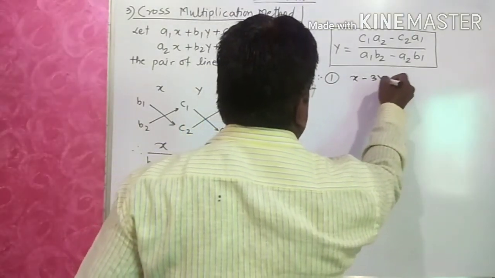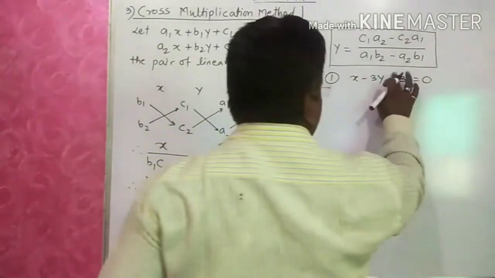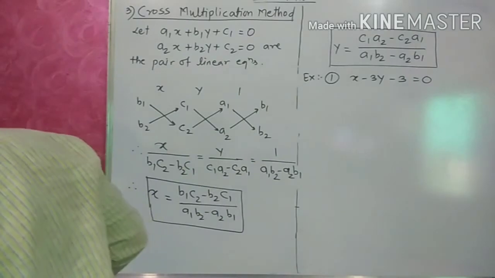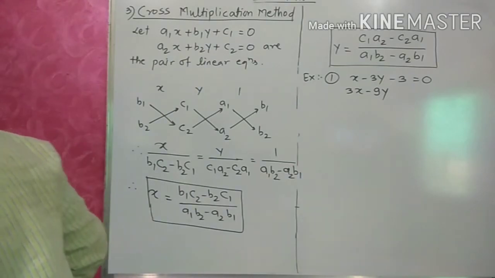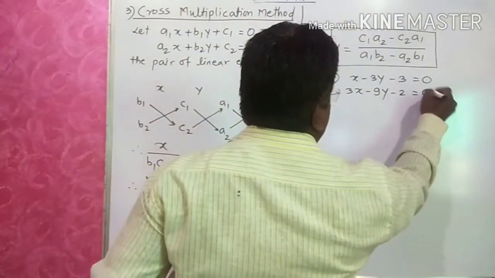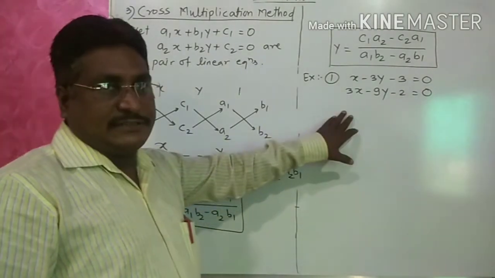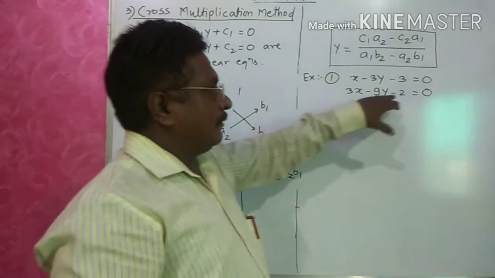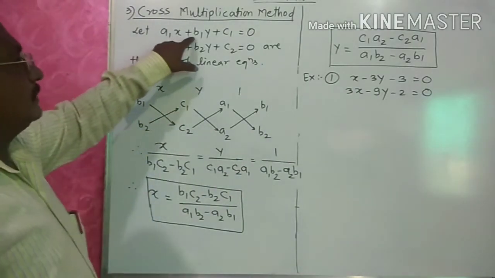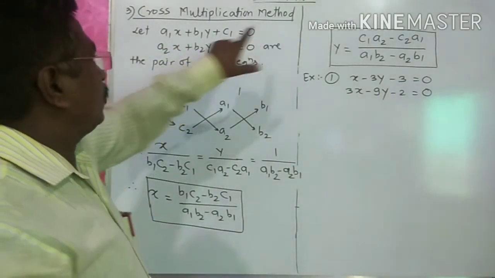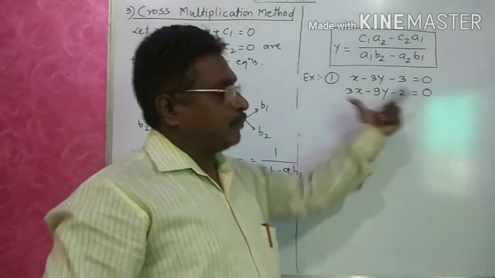x minus 3y plus 3 equals 0, and 3x minus 9y minus 2 equals 0. So this is a pair of linear equations that is given. First we have to write this pair in the standard form. Standard form means a1x plus b1y plus c1 equals 0, and a2x plus b2y plus c2 equals 0. We have to write it in this form.